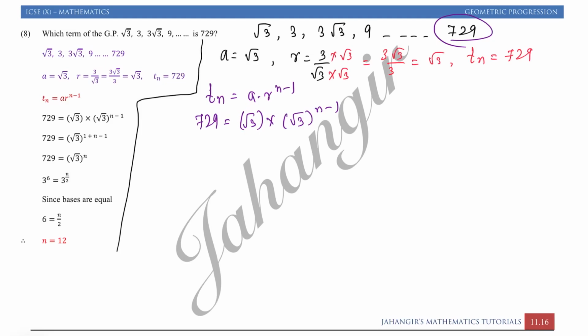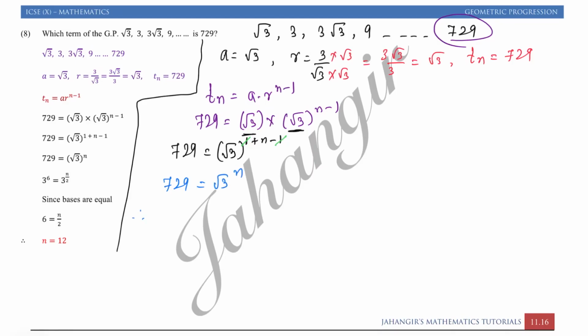So how to solve this type of question? See, in this case you cannot take this as the denominator. If you take 729 upon root 3, it will become very difficult to calculate. You have to rationalize it and then cancel it out. Again, it's difficult. So for that, we will use the indices rule. We will take root 3 common because we have the same bases. So 729 is equal to root 3 raised to 1 plus n minus 1. Just cancelling out plus 1 and minus 1, you will get 729 is equal to root 3 raised to n.